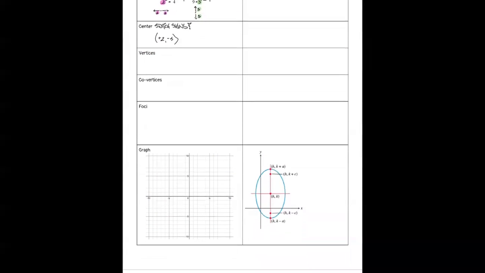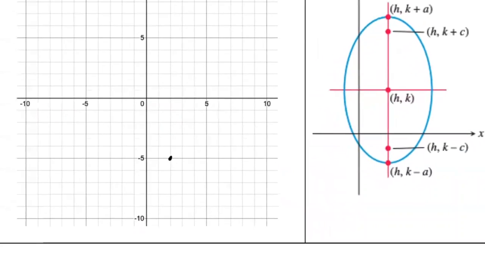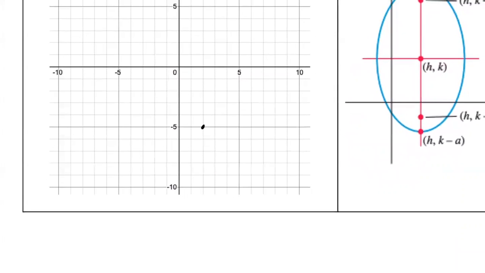Okay, so let's draw the center, 2, -5. So over 2, down -5. There's my center. Okay, now from my center, I'm going to go out to the side 2 units because 2 squared was under the x. And from my center, I'm going to go up and down 3 units because 3 squared was under y. And then I'm going to do my best to connect these.